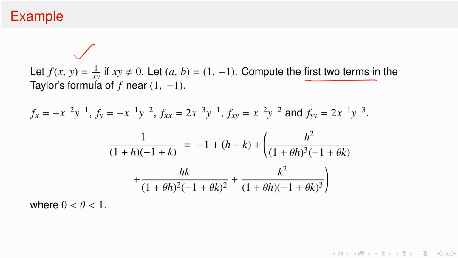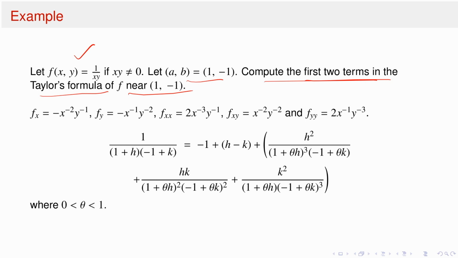So, look, this is my function f of (x, y) equal to 1 by x times y, if x y is non-zero. Okay, and take a point (a, b), which is a fixed point (1, minus 1), that you can vary, not an issue. Then compute the first two terms in the Taylor's formula of f near about the point (1, minus 1). So, what you have to do, you know the formula, right?